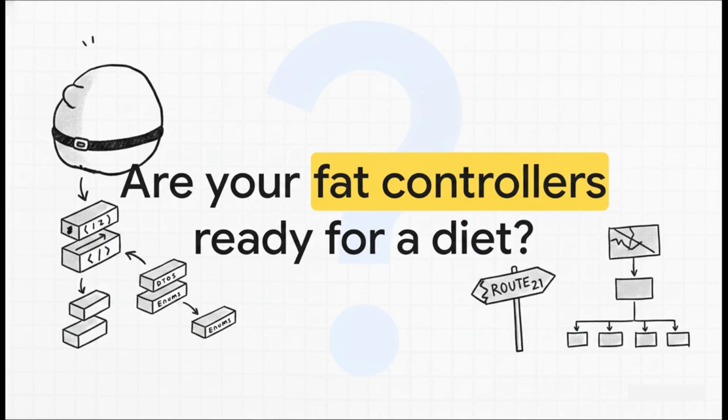Well, we've covered a massive paradigm shift today, from slimming down those bloated controllers all the way to safely passing our data around with DTOs and enums. So I want to leave you with this final provocative question. Are your fat controllers finally ready for a diet, or is your application just going to completely break down at Route 21? Take a hard look at your current codebase today and see where you can start moving your logic into its obvious rightful place.